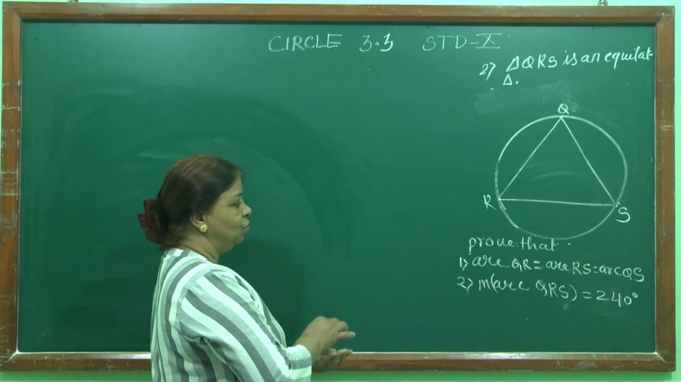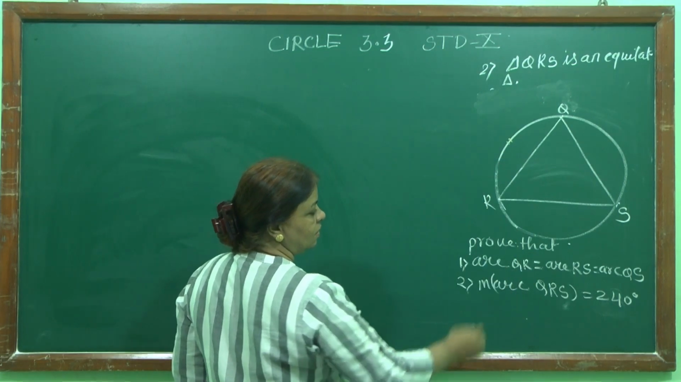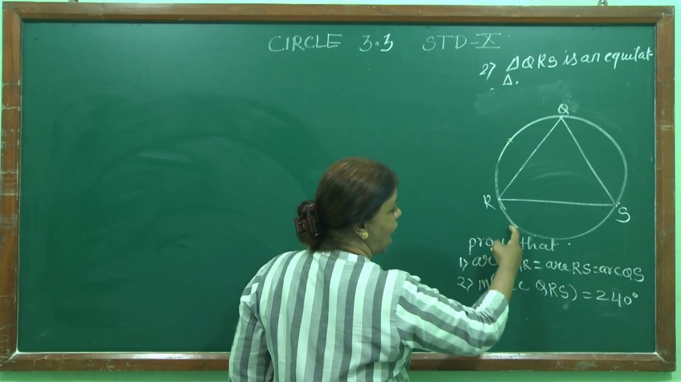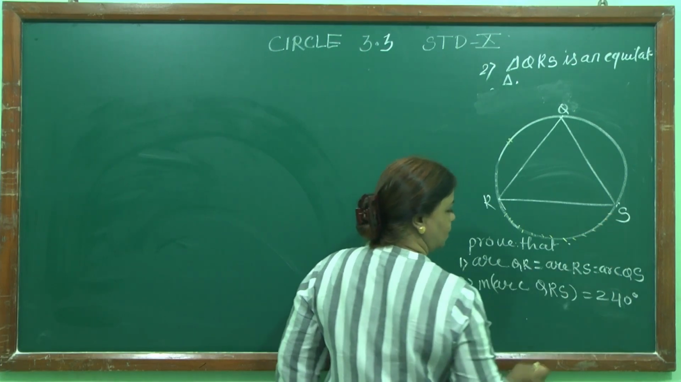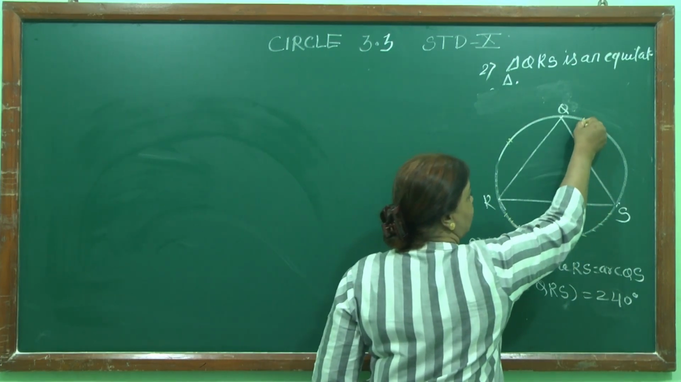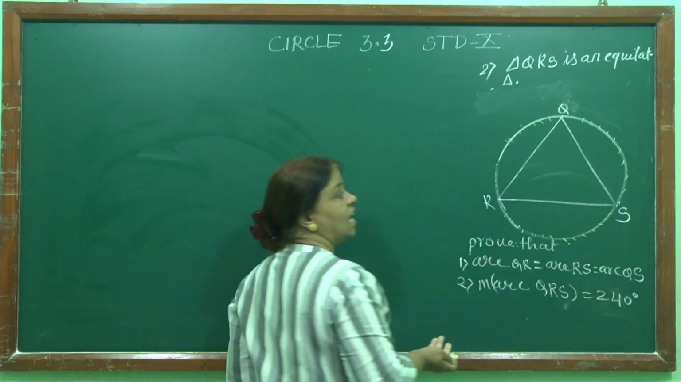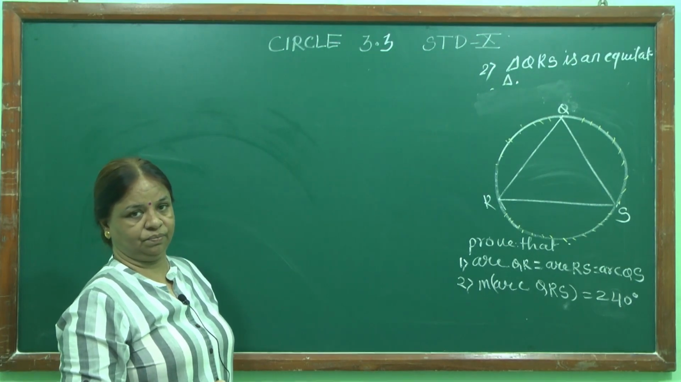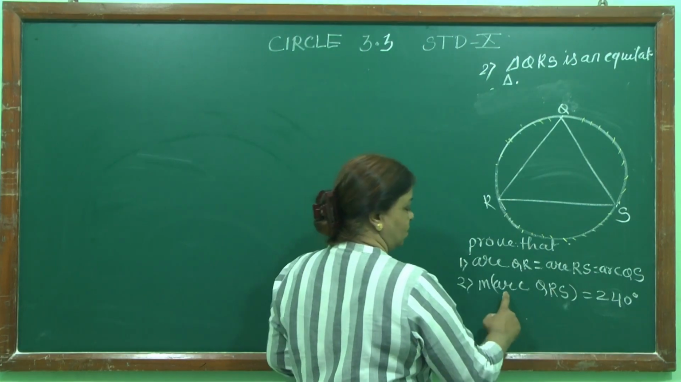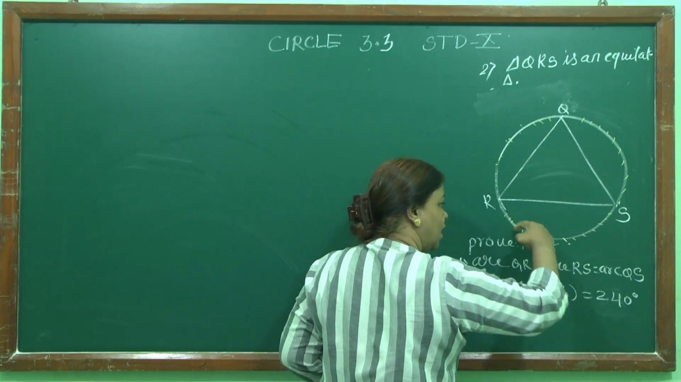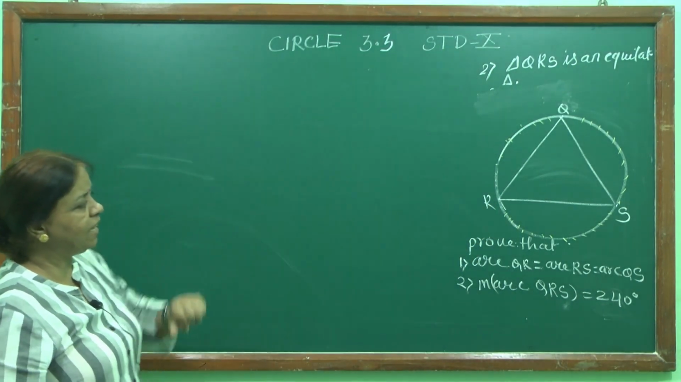And what do we need to prove? We need to prove that arc QR is equal to arc RS, which is also equal to arc QS. Means we want to prove that all these three arcs are equal to one another. Secondly, we want to prove that major arc QRS is 240 degree. So let us begin children.